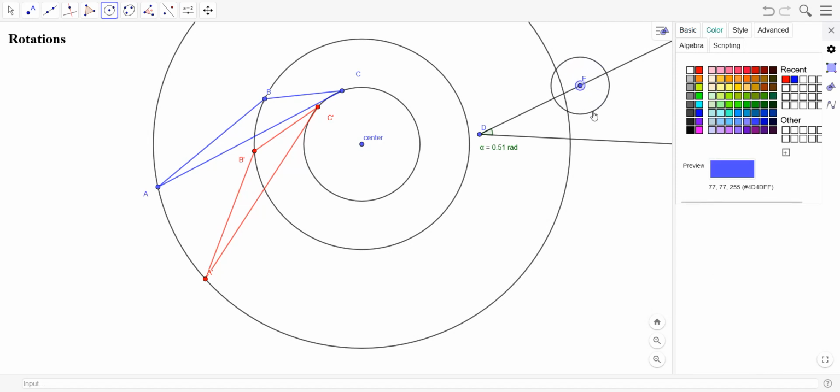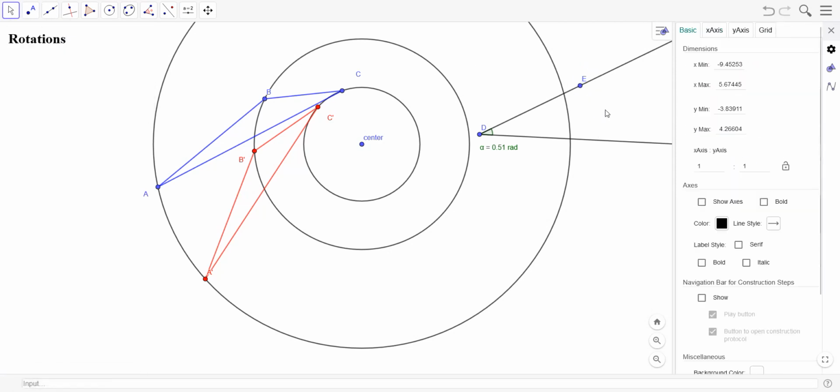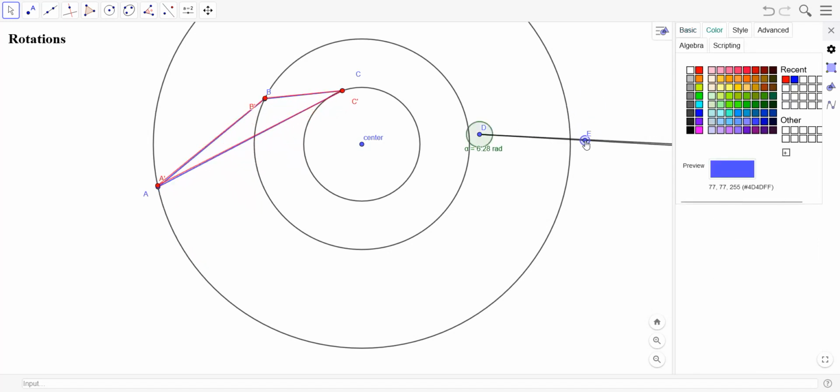This one's controlled by this angle. As I move this angle, you can see the figure rotating around. We rotate in the negative direction, it's going clockwise. We rotate in the positive direction, it's going counterclockwise.